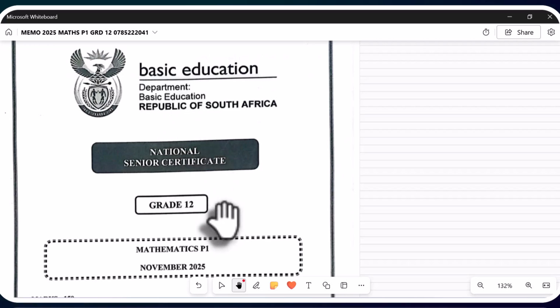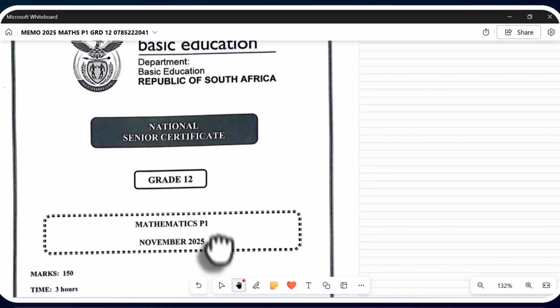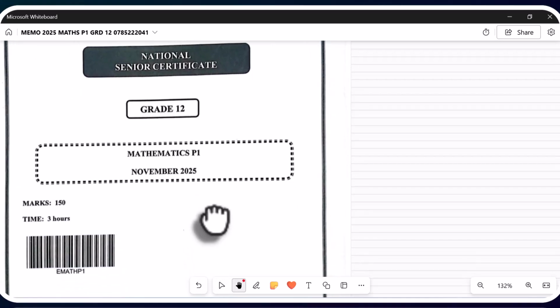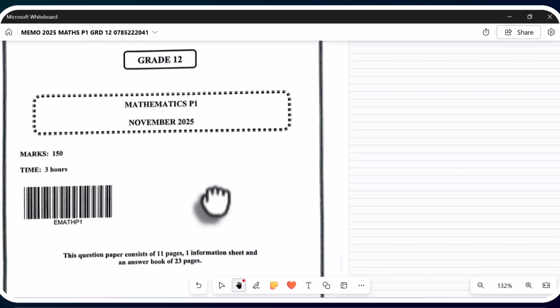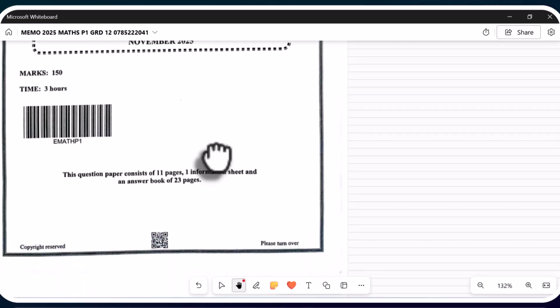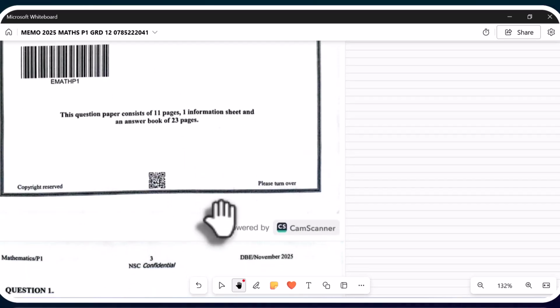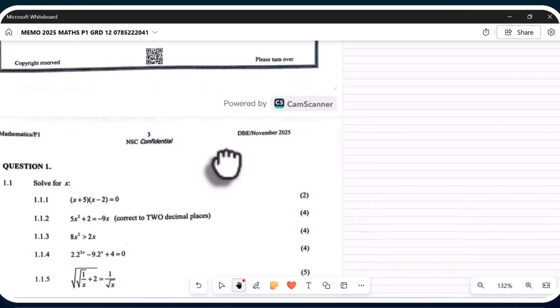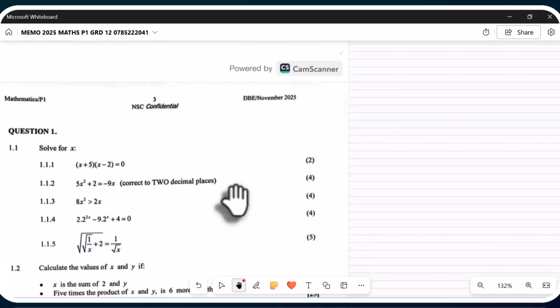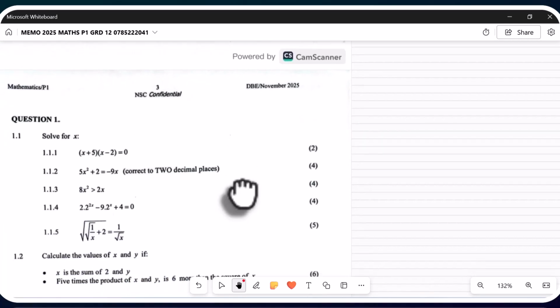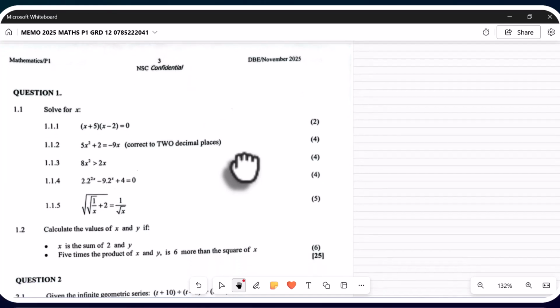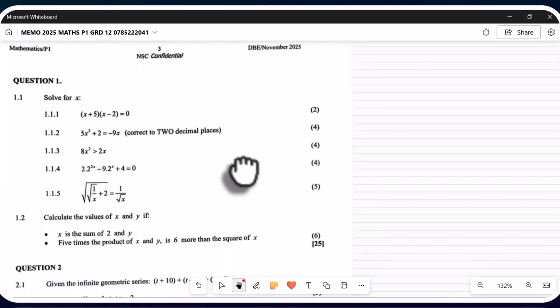Now this is the Paper 1 2025 DBE. It is a recent paper. Let us go through it and see how you are supposed to write it. As we do this, we want you to understand, and where you don't understand, please don't hesitate to ask a question on 0785 222041.